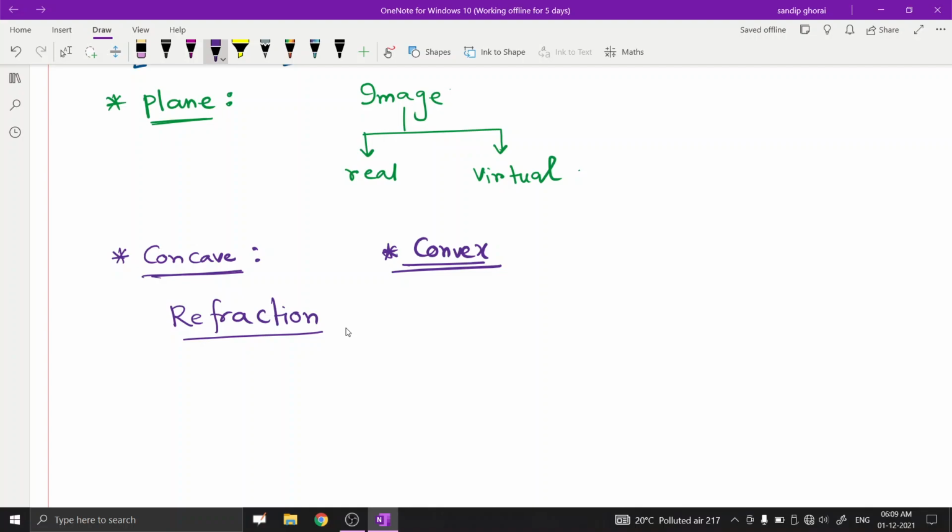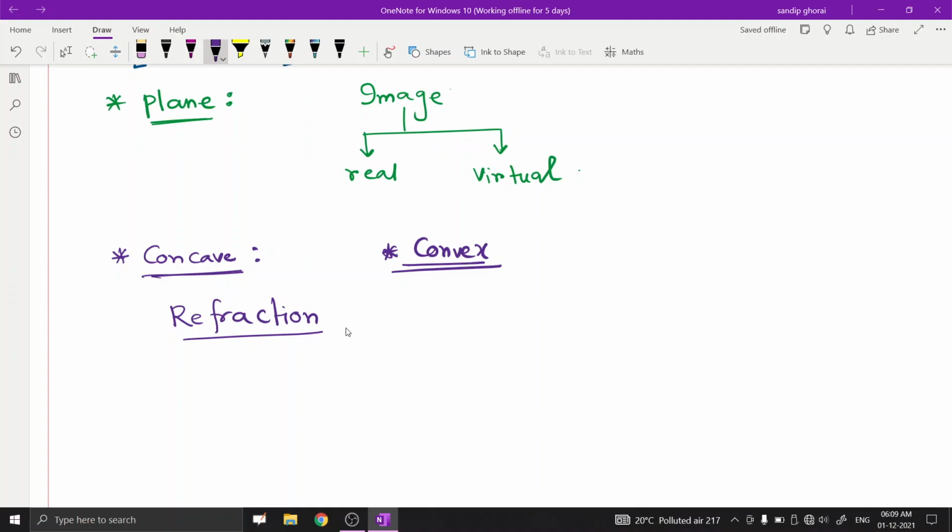Suppose a light travels from one medium to another medium of different density. Then the light bends, in any direction. This property is called refraction of light.